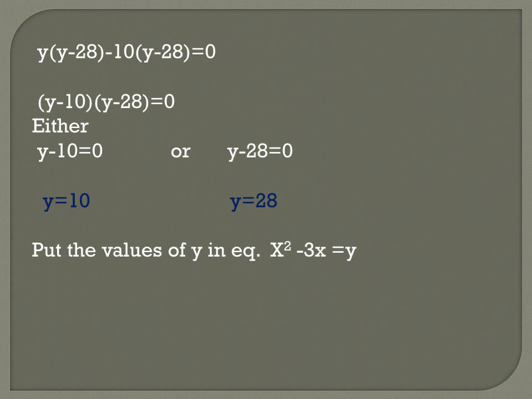Put both these values in the equation x square minus 3x is equal to y. When y equal to 10, this equation will become x square minus 3x is equal to 10. By taking all the terms on one side, this equation can be written as x square minus 3x minus 10 equal to 0. This is the quadratic equation in x, which can be solved by factorization method.